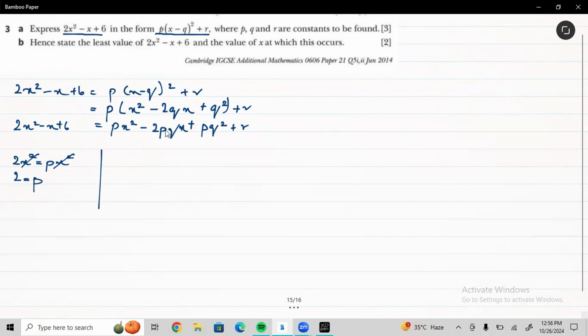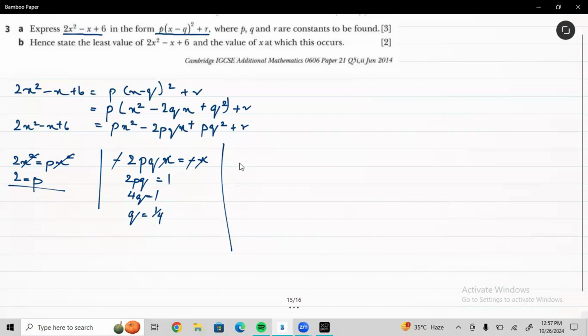For the other part, we have -2pqx is equal to -x. Negative and negative are going to cancel, and as this is all being multiplied, we cancel positive x and positive x. So we are going to get 2pq is equal to 1. We already knew that p is 2 from this equation. So 2 times 2 is equal to 4, so it's going to be 4q is equal to 1. And q is equal to 1 over 4. That's the value of q.